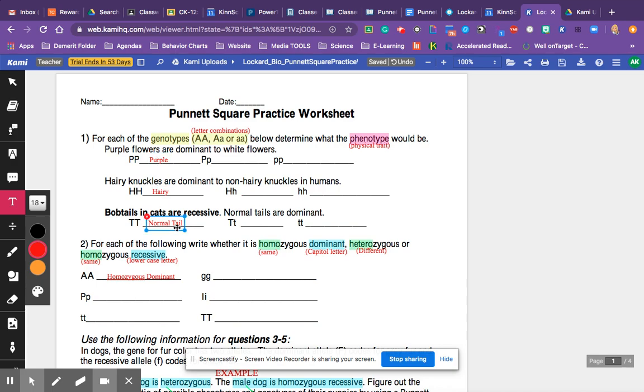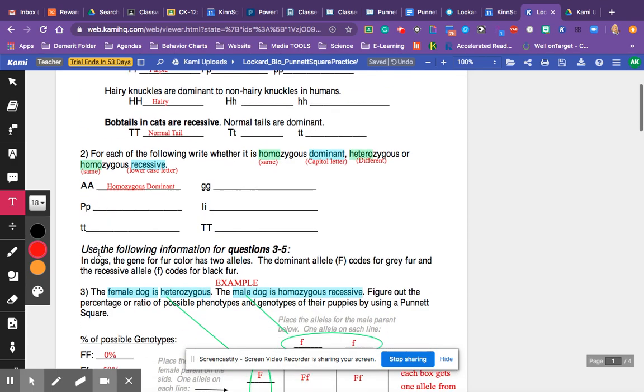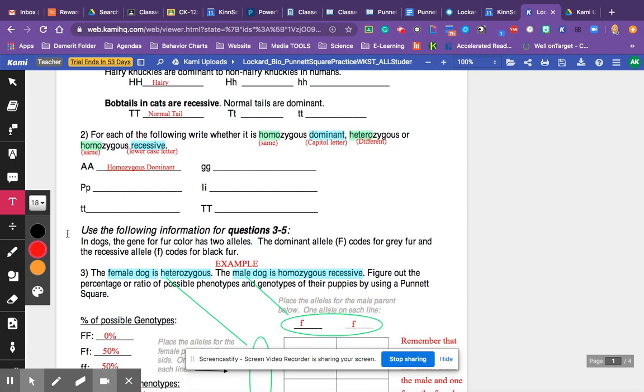All right, so I did the first few for you just to make sure that you understood what it is that you were doing. You have to read the above sentence that tells you the traits and what was recessive and what is dominant for you to be able to fill in what the genotype would be.